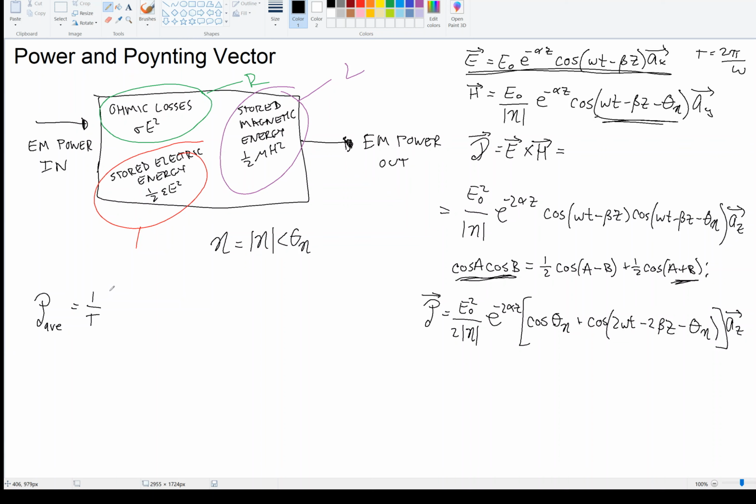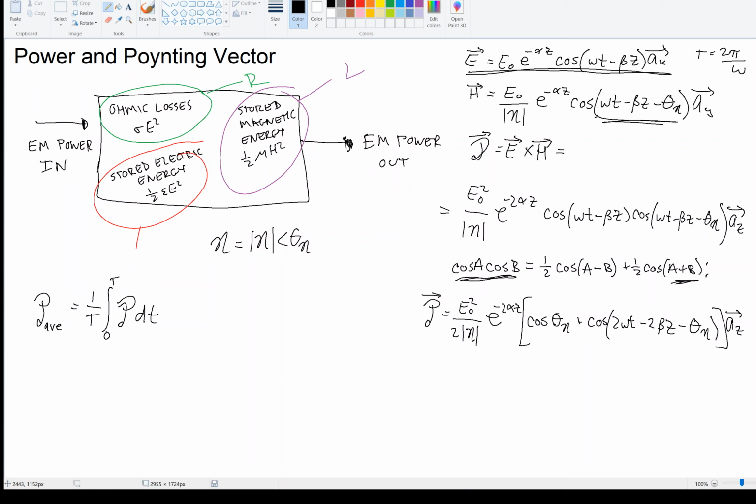So from calculus, the average value over one period is 1 divided by the period, times the integral from 0 to the period of script P dt. Okay, and I've dropped the vector because I'm only looking at the magnitude now.